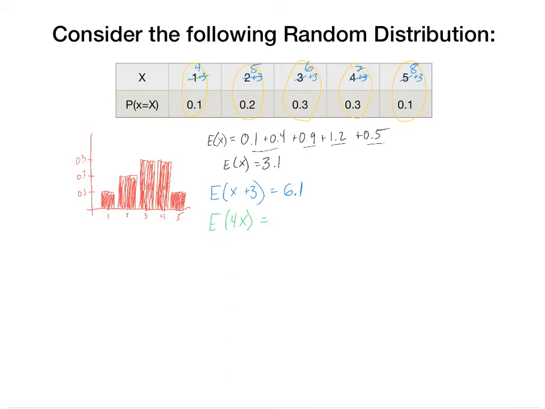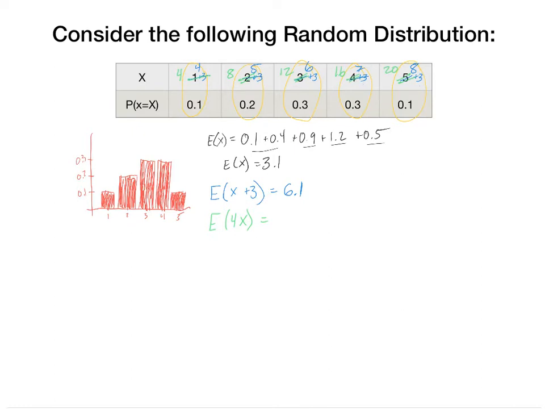This one, instead of 1, would now be 4. This one, instead of 2, would now be 8. This one, instead of 3, is now 12, 16, and 20. Okay, now the adding one was pretty easy to say, yeah, all you do is add 3 to everything. The average should go up because the average is the middle of all the numbers, and all the numbers just shifted up, right?